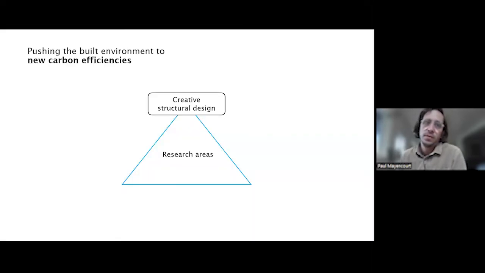So the first part I wanted to talk about is the kind of research areas that I'm focusing on and my research interests. So I have three main research interests. The first one being creative structural design. And I know at CAST, this has been something that's been pushed in research a lot.